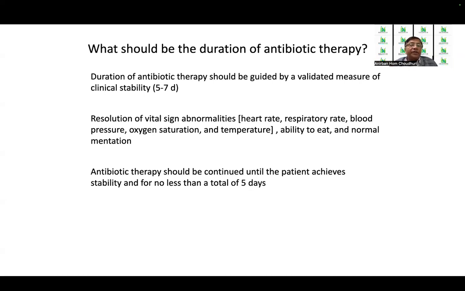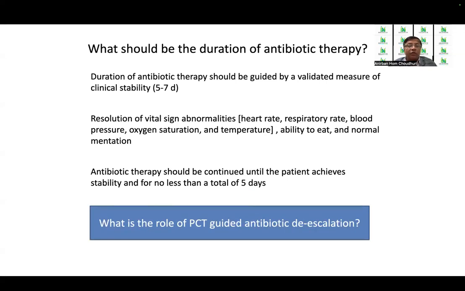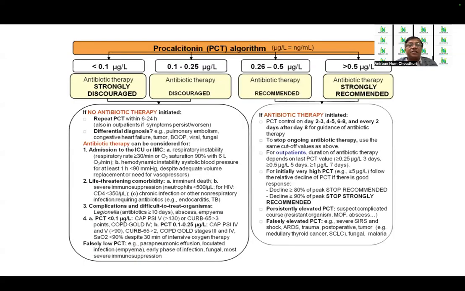So one should know the resolution of vital sign abnormalities like heart rate, respiratory rate, blood pressure, oxygen saturation. All those things need to be resolved. They should become normal. The patient should be able to eat and have normal mentation. Antibiotic therapy should be continued until the patient achieves stability for no less than a total of 5 days. Because if we stop antibiotics before 5 days, it may be too early and there will be high risk of relapse. So what is the role of PCT-guided antibiotic de-escalation?